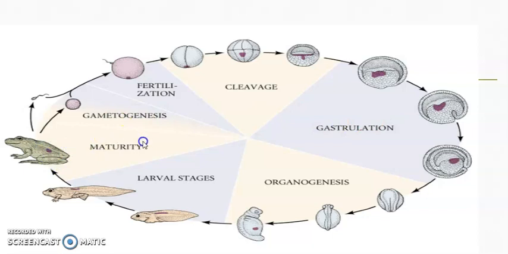Here I show you different stages of ontogeny. In the case of the frog, this is the mature frog. First, gametogenesis. This is the egg and the sperm. Both are fused to form a zygote. Zygote is diploid. Egg and sperm are haploid.